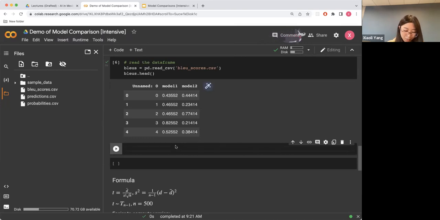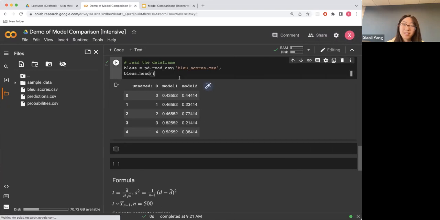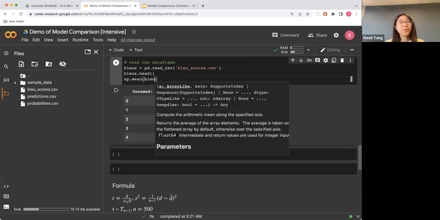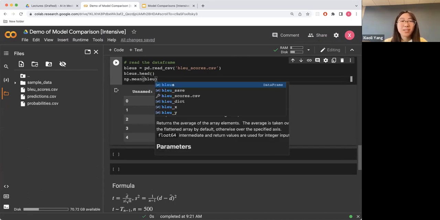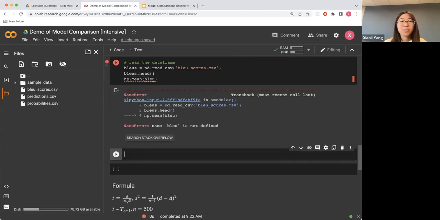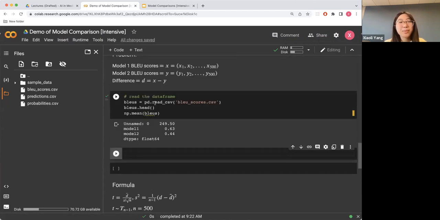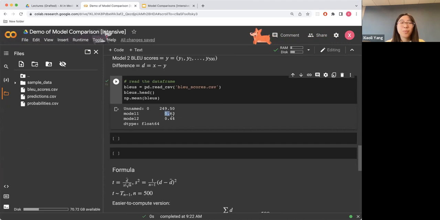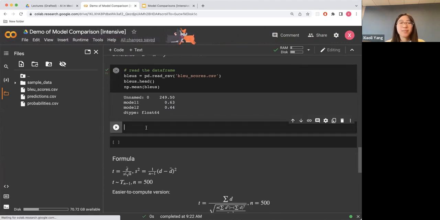So basically here is model 1, model 2 with their BLEU scores listed below. And first, we might be interested in their means, right? Because we want to compare their average. Let's first have a general idea of who has a larger mean. So let's say we want to look at its mean. So we say, oh, model 1 has a mean BLEU of 0.63 and model 2 has 0.44. So we would postulate that model 1 performs better than model 2. So now we have our test hypothesis.